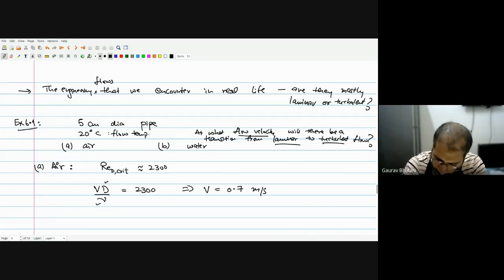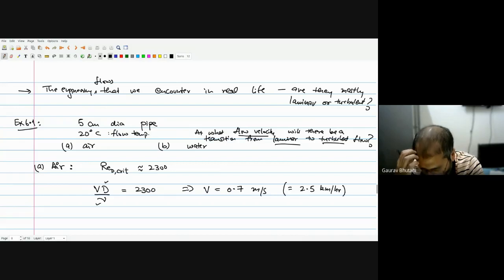For flow velocities below 0.7 meters per second, the flow will be laminar, and for the flow velocities, well, air in this case, above 0.7 meters per second, that is turbulent. And this is equal to 2.5 kilometers per hour. If you want to think of this in terms of how fast the wind blows when you're moving in a car, 2.5 is nothing. Actually, you walk faster than that in many cases. So it's a very slow velocity.